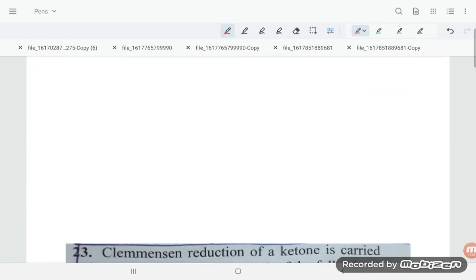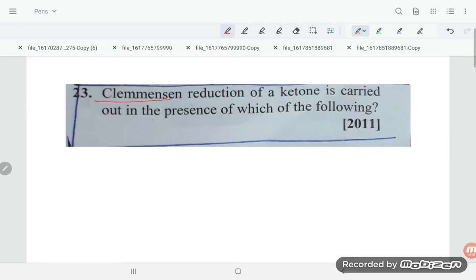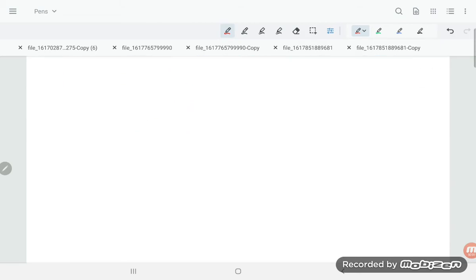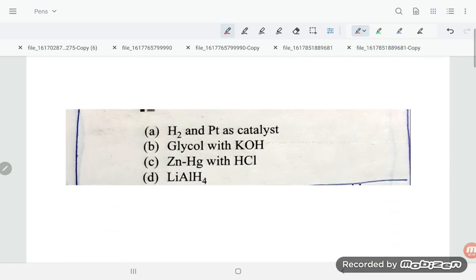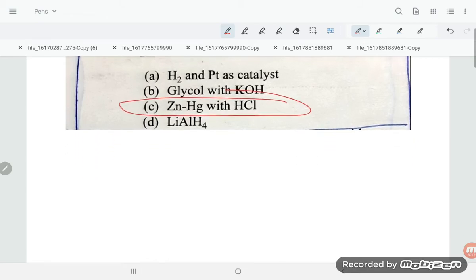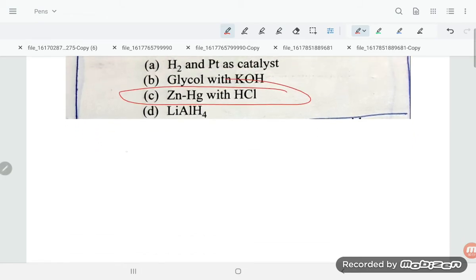Let us move to the next question. What is the next question? Clemmensen reduction of ketone is carried out in the presence of which of the following? Clemmensen reduction requires ZnHg and HCl. The third option is there, student. Direct memory based question, we are not doing anything. Clemmensen reduction: we take ZnHg in the presence of HCl, student. So the compound you are going to get here is an alkane.